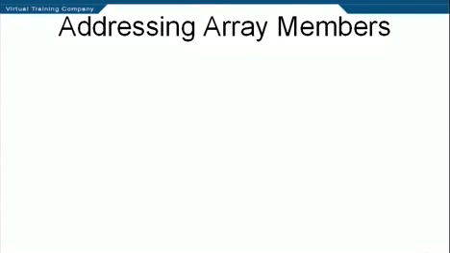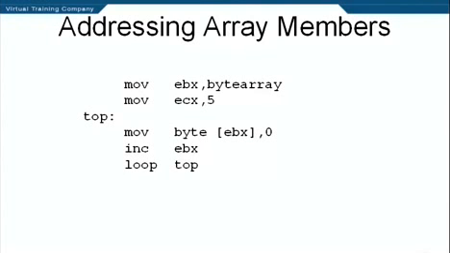Indirect addressing is often used with arrays. That is, the address of the array is stored in a register, and the register is then used as the base for indexing. In this snippet, every member of an array is set to 0. The EBX register is used to hold the address.